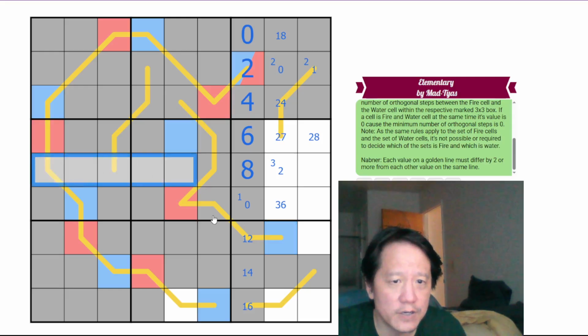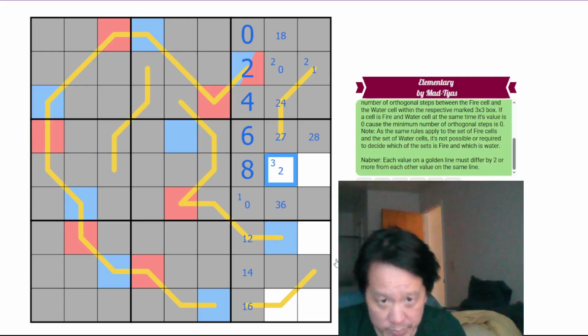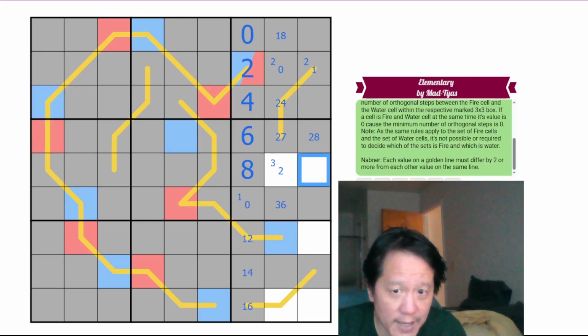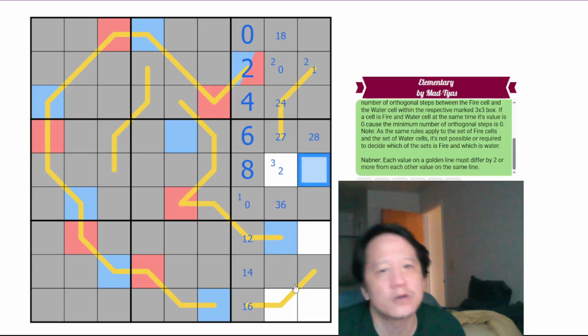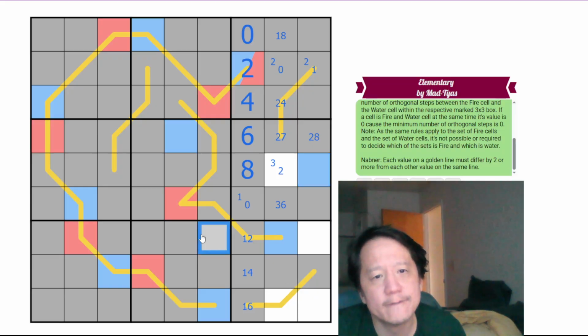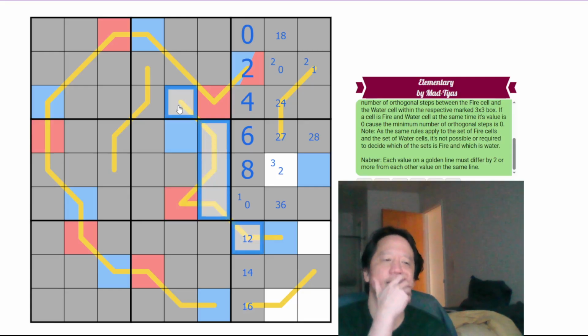These are not fire or water. This can't be fire or water. This can't be fire or water. Blue cannot be here, so blue would have to be here guaranteed. We don't know where red would be. Red could be here or here. We don't know. So this would have to be 1, 3, 5, 7, and 9.